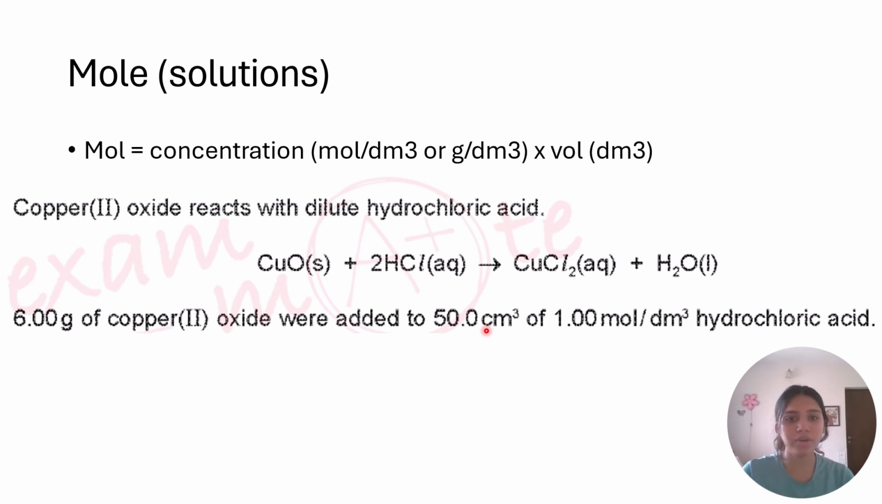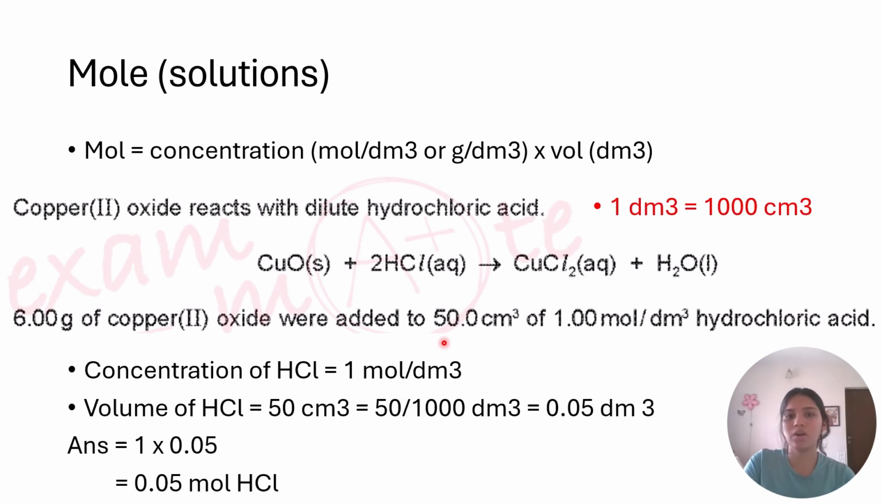So you have to convert 50 centimeter cube into dm cube, you need to divide it by 1000. So 50 by 1000 is 0.05 dm cube. To find the moles, you multiply concentration by volume. The concentration is 1 mole per dm cube, the volume is 0.05 dm cube. You multiply 1 by 0.05 and your answer is 0.05 moles of HCl. As simple as that, super easy. Cool, let's move on.